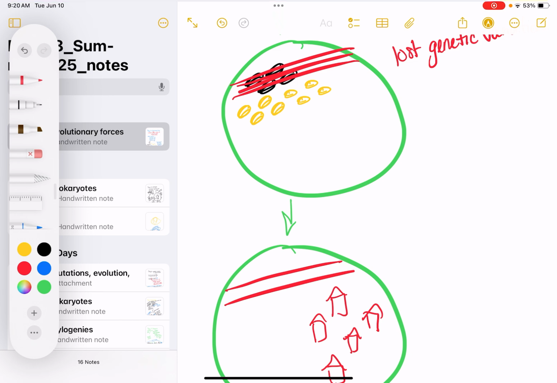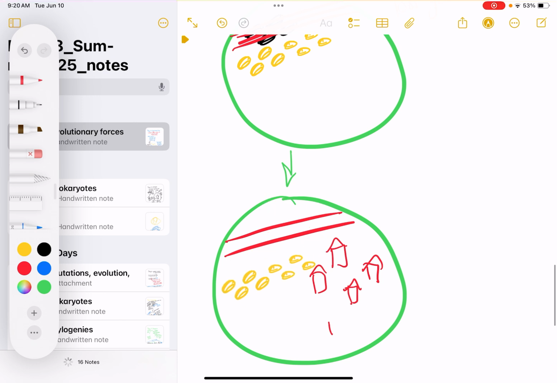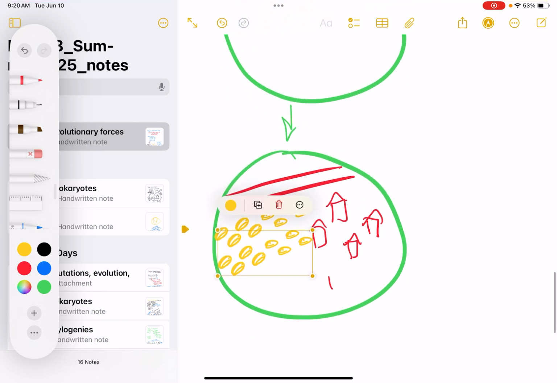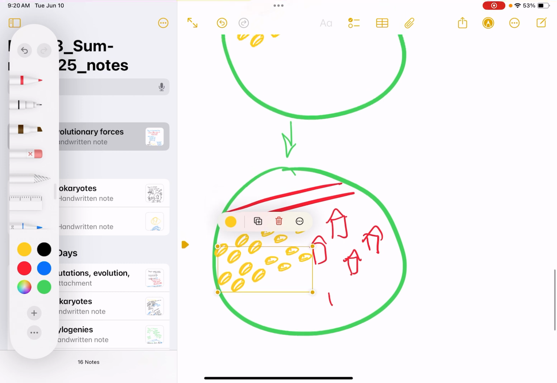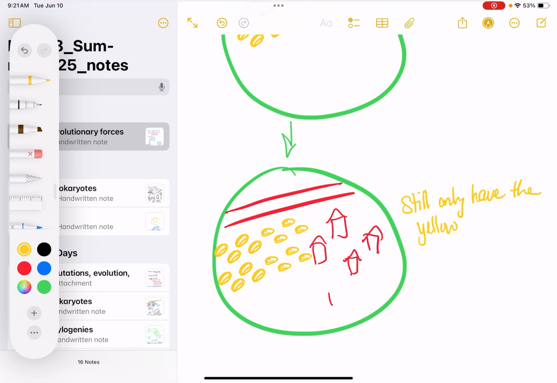So maybe they can expand back into that park area. But notice that when they expand back into that park area, that genetic variation is still what has been lost. So we still have only yellow, still only yellow, even when they get more area.